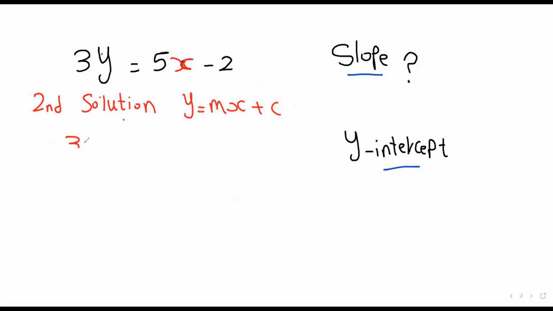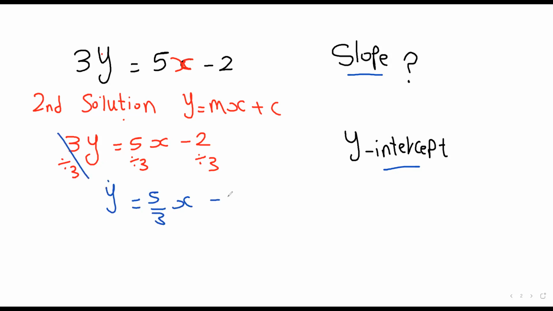The equation is 3y equals 5x minus 2. Divide by 3 on each side. So y equals 5 over 3 x minus 2 over 3. This here is the slope. We calculated it earlier, and it was 5 over 3, and now it is again 5 over 3.